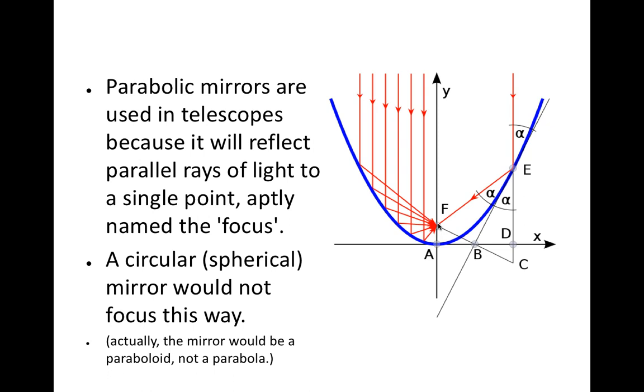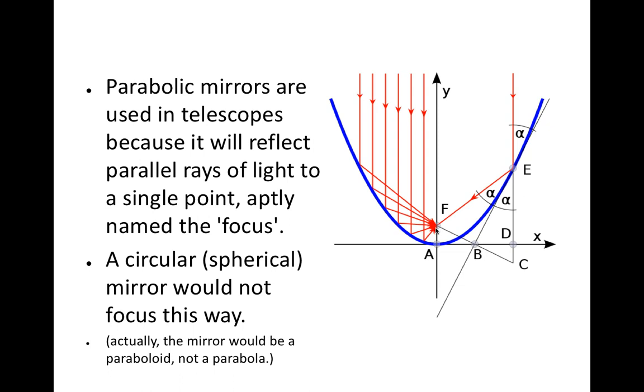But parabolic mirrors are used in telescopes because they reflect parallel rays of light to a single point. So we get those rays from the sun or something like that. They're hitting us. We can actually redirect that through a parabolic mirror into a fixed point here. And it gets super hot, right? If we're dealing with rays of sun at least.